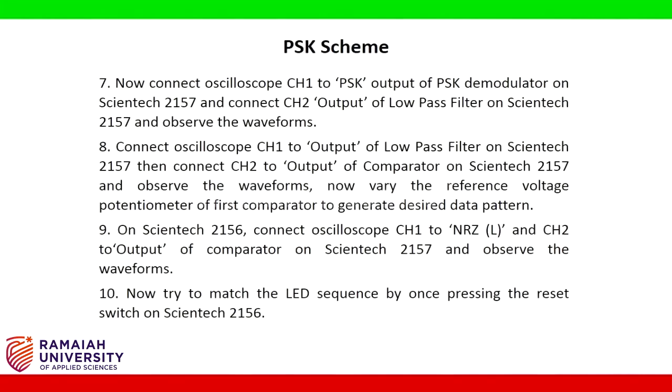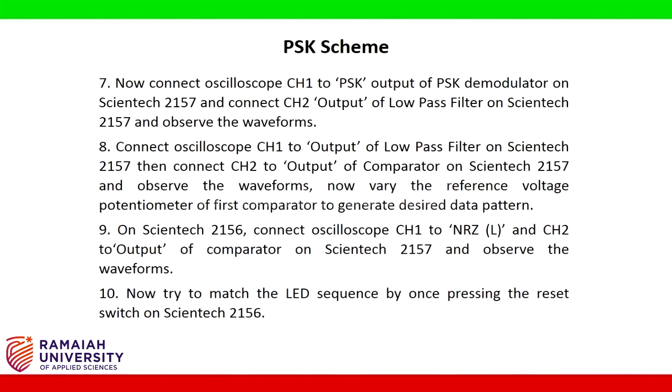Now connect oscilloscope channel 1 to PSK output of PSK demodulator on Syntec 2157 and connect channel 2 to output of low pass filter on Syntec 2157 and observe the waveforms. Connect oscilloscope channel 1 to output of low pass filter on Syntec 2157, then connect channel 2 to output of comparator on Syntec 2157 and observe the waveforms. Now vary the reference voltage potentiometer of first comparator to generate desired data pattern.